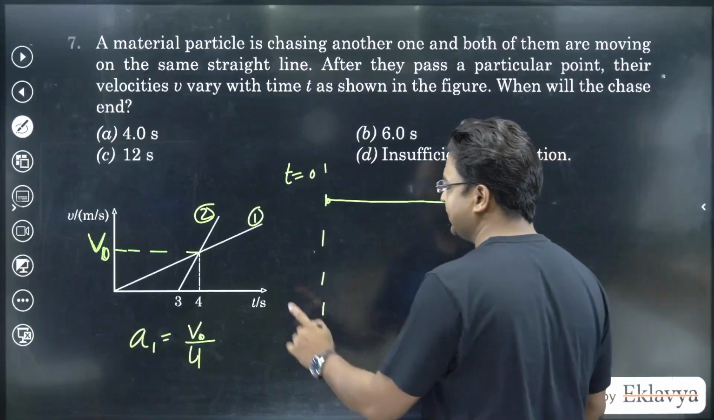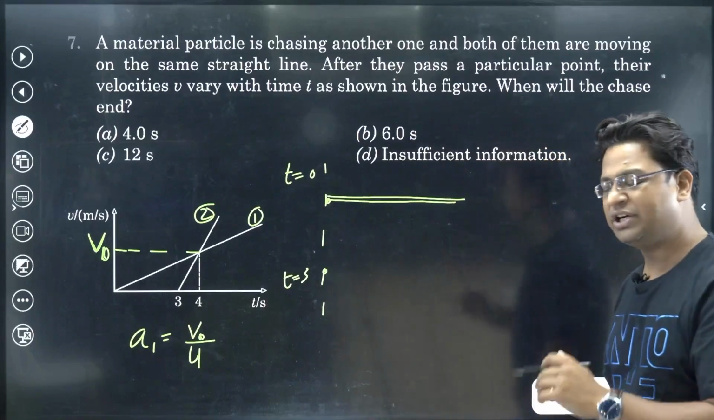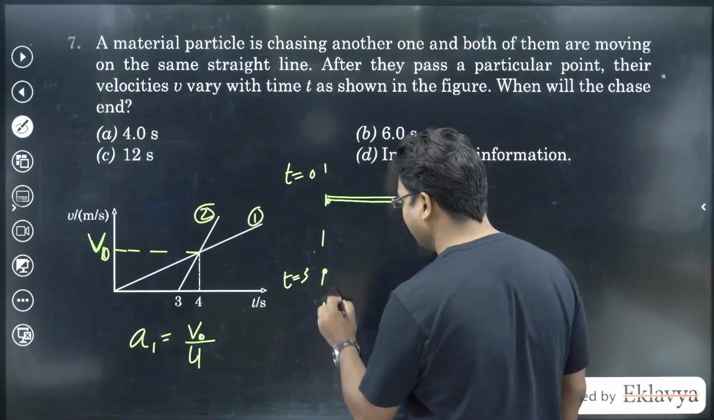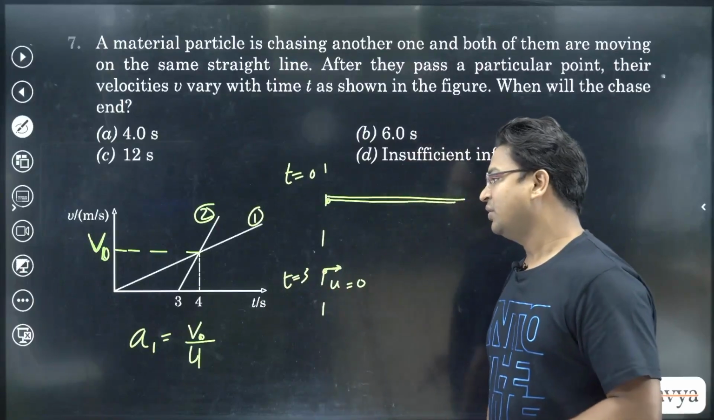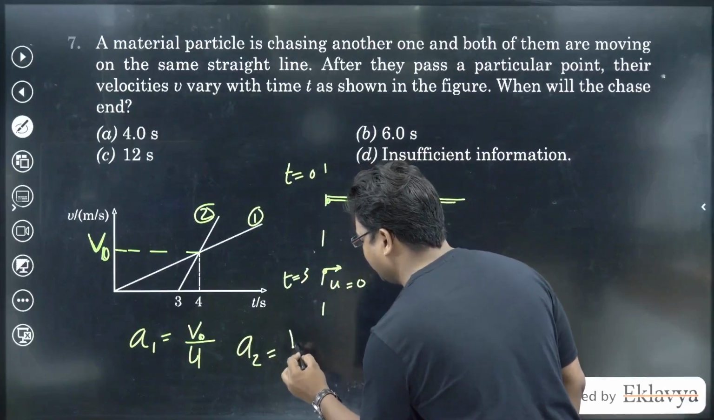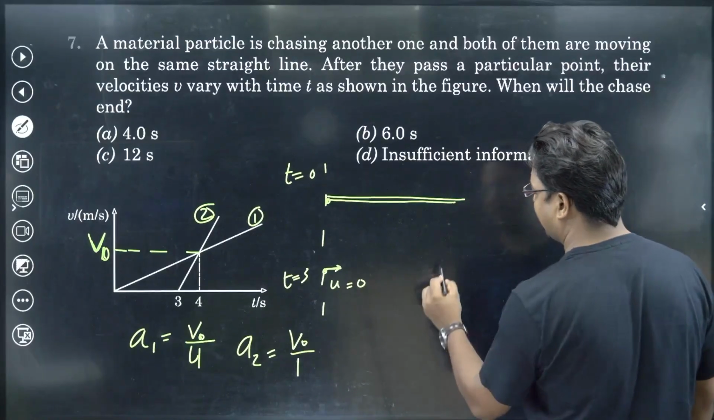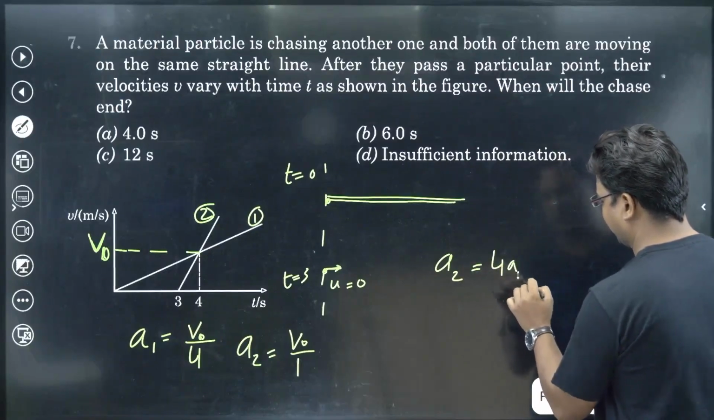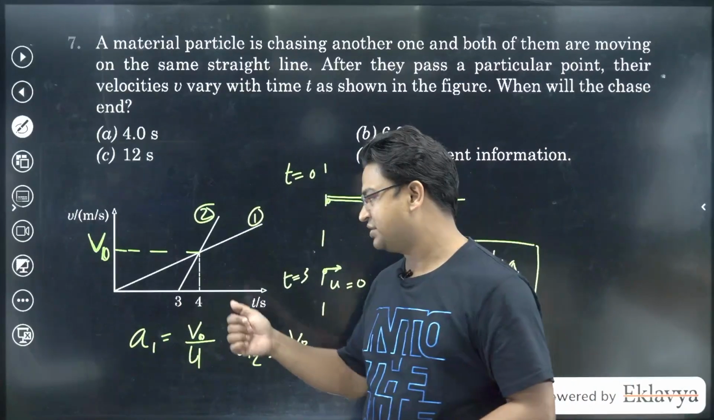Similarly, the second particle appeared here at 3 seconds. By that time the first particle already traveled some distance, so the second particle appears at time 3 seconds, and it also appears with zero velocity. And then the velocity increases, and the velocity becomes v0 in the next 1 second. So the acceleration of the second particle would be v0 by 1, which basically tells us the ratio of the accelerations. For example, we can write that a2 is equal to 4 times a1.